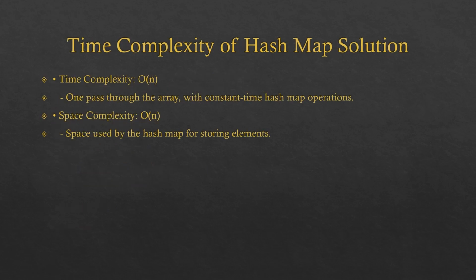With the hashmap solution, we only need to pass through the array once, and for each element we perform constant time hashmap operations. This results in a time complexity of big O of n, where n is the number of elements in the array. As for space complexity, we need to store elements in the hash map, so the space complexity is big O of n, where n represents the unique elements in the array.